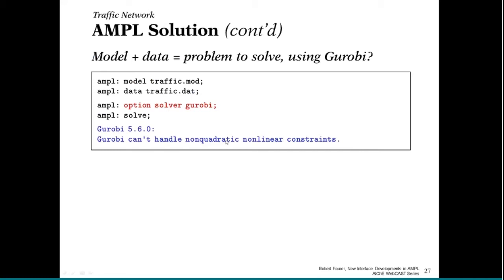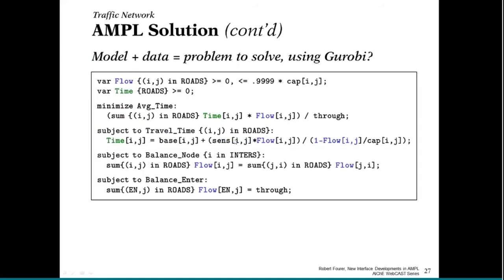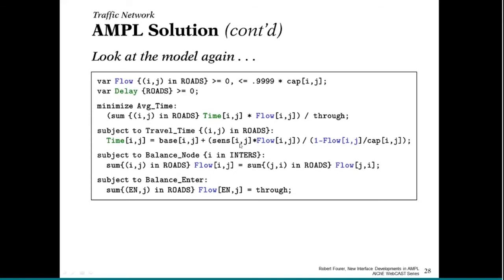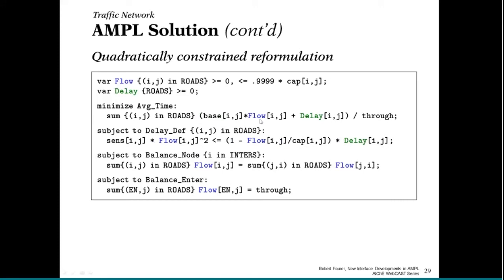But notice it says non-quadratic. And if you look back at this problem, if I substitute this time variable into here, I get something that looks like a squared term over a linear. And if I define a variable equal to that and then put in a constraint, it turns out I can reformulate this as just a linear plus this variable delay, where delay satisfies this. So it's just a simple, real algebraic substitution.